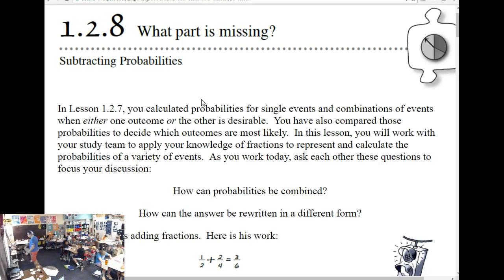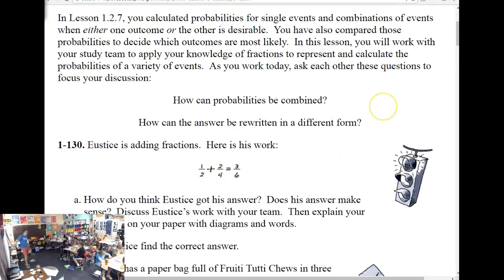So, when we talk about probabilities, there's a lot of work that can be done with them. We just talked in the last lesson about adding probabilities when it's either situation, like this or that. So if we have 1/2 and 2/4, is it 3/6? No. And 3/6 is 1/2. We should pretty quickly recognize that.